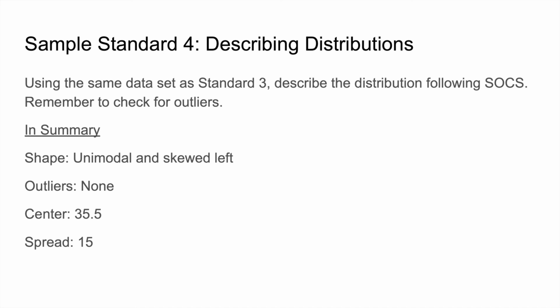So in summary, this is what it would look like on your quiz. This is the only piece that I'm looking for when I'm grading these. Shape: unimodal and skewed left. Outliers: none. Center: 35.5. And spread: 15. So they're all connected, right? The skewed left tells us that for the center, I'm using the median, and for the spread, I'm using the IQR. If the shape had been roughly symmetric, you'd be using your mean and standard deviation for the center and spread. And that's standard 4, describing distributions. There's a lot there, but the calculator's doing all the work for you.